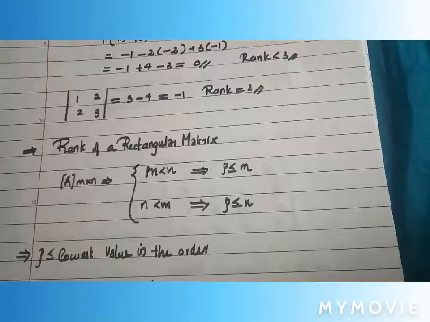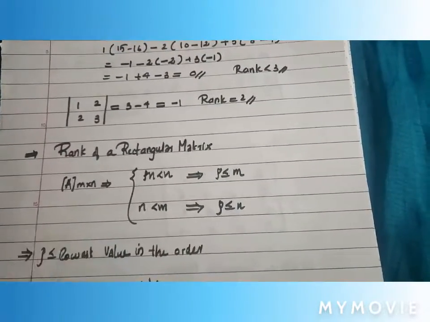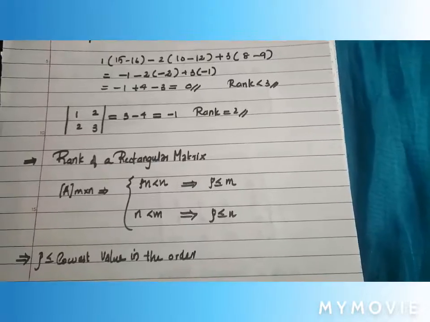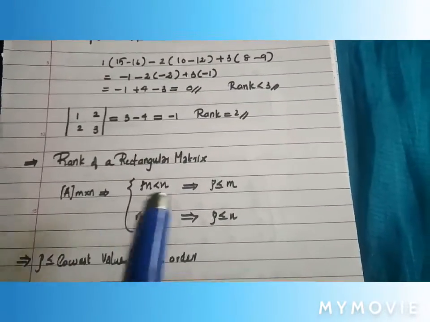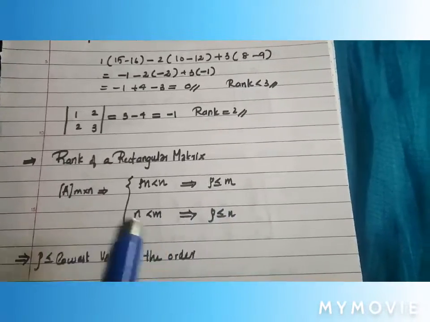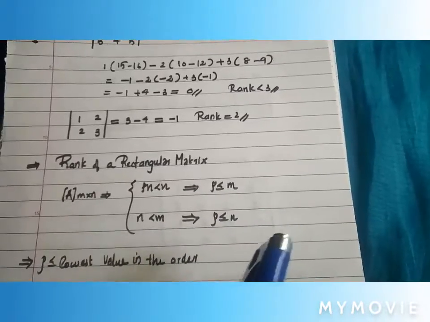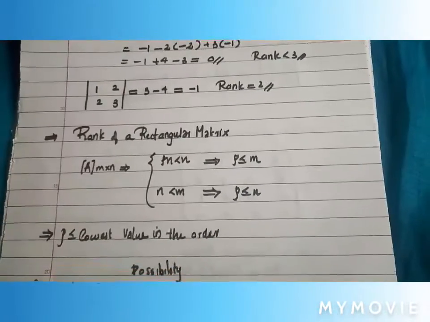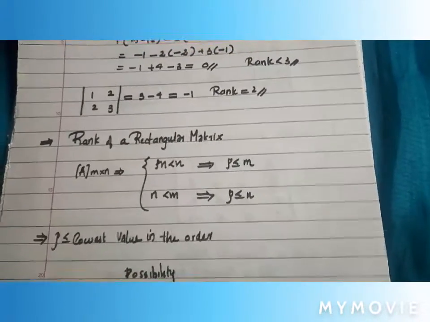What is the case of rank in a rectangular matrix? For a rectangular matrix, we know that the order is m by n, that is 3 by 2, 2 by 3, or like that. Where m is less than n, rank is less than or equal to m. Where n is less than m, rank is less than or equal to n. That means rank is less than or equal to the lowest value in the order.